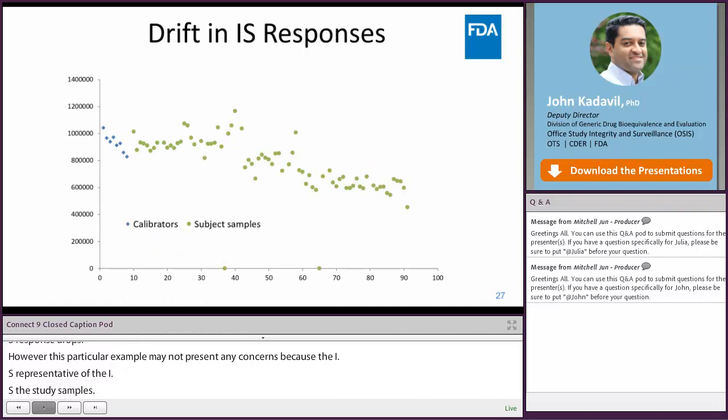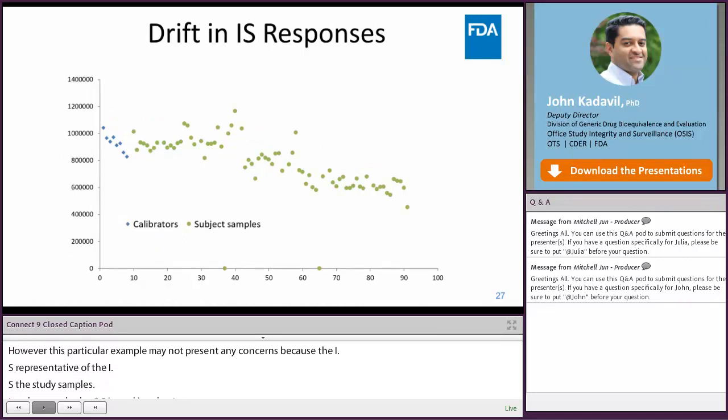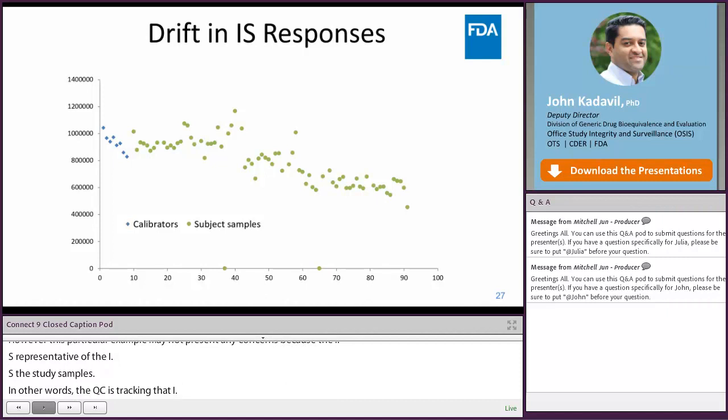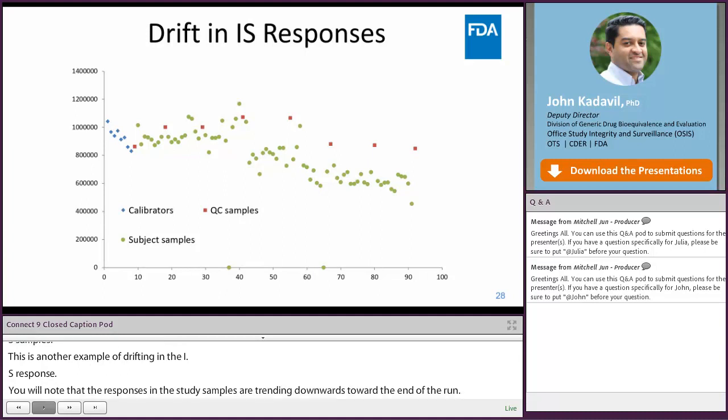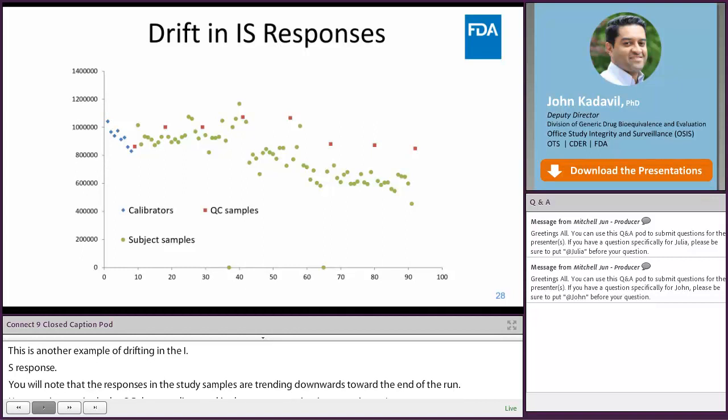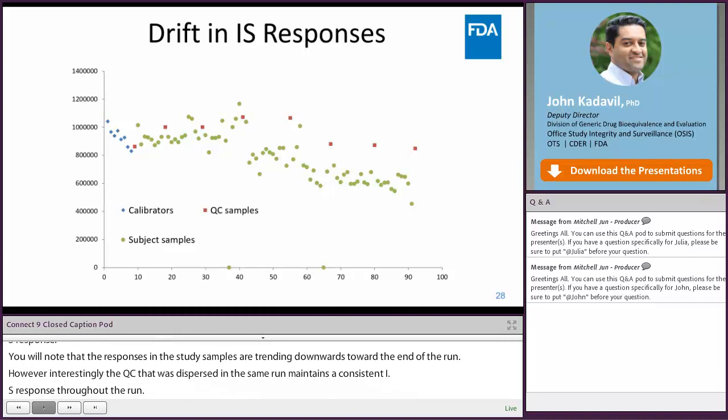This is another example of drifting in the IS response. You'll note here that IS responses in subject samples are trending downwards towards the end of the run. However, interestingly, the QCs that were interspersed in this same run maintained a consistent IS response throughout the run. So unlike the previous example, one subset of samples, that being the subject samples, trended downward, while the other subset of samples, that being the QCs, remained consistent.